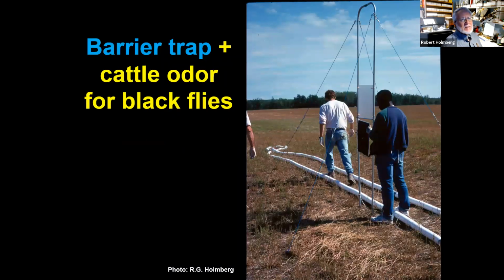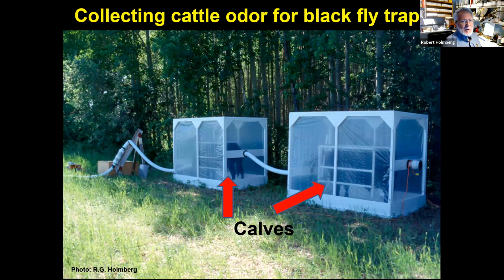So we're moving back to this barrier trap for black flies, and this time it's showing some perforated tubing underneath of it, and that's using cattle odor to attract black flies to the trap. And then you say, well, how do you get cattle odor? Well, you make some small enclosures for calves, and you take some fans and move the fans across the animals and through the tubing up to the trap.